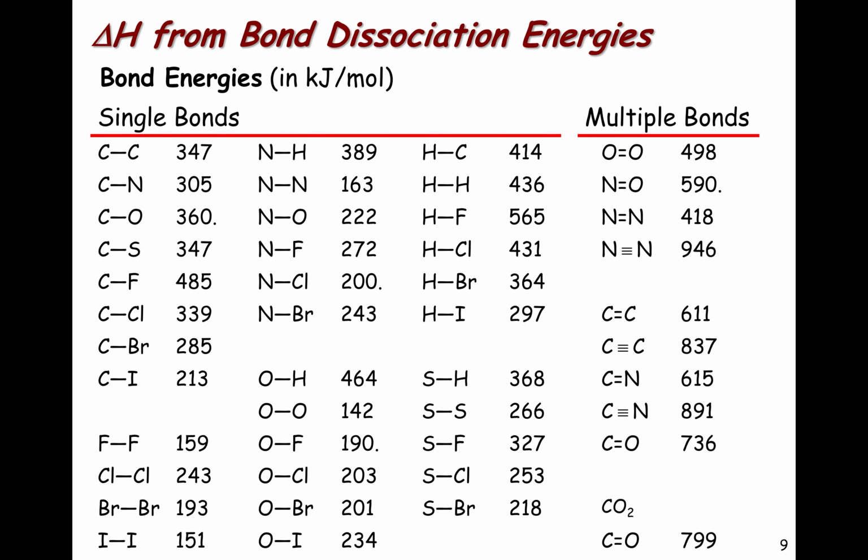Shown here is a table of typical bond energies in kilojoules per mole. You'll notice that on the left-hand side we have things like carbon bonded to other elements with single bonds. They have a range of energies, but are typically lower in energy than, say, a carbon-carbon double bond, which is over on the right-hand side here, and then again lower than a triple bond.